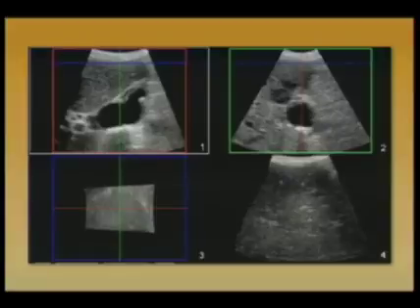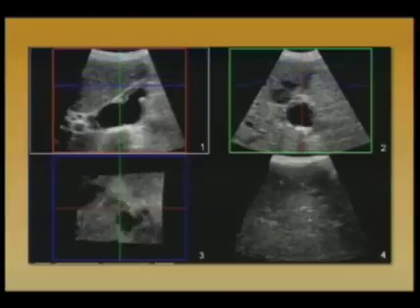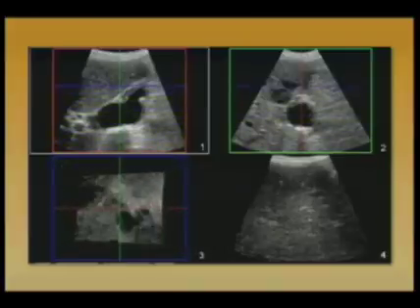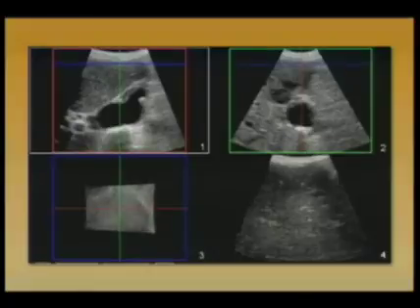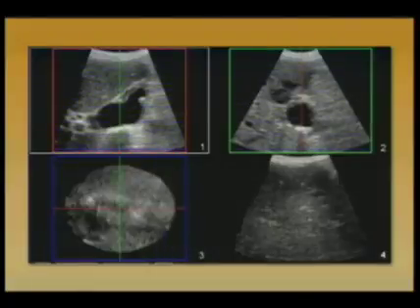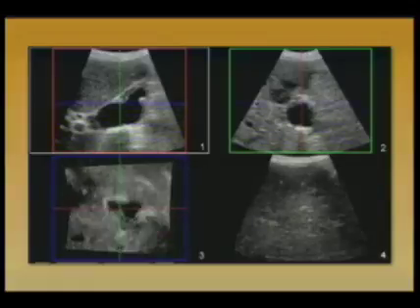Another multiplanar reconstruction of a gallbladder, in this case, a case of gallbladder cancer with local invasion of the liver. And as I make this live, you can see as I pan through the gallbladder in the reconstructed plane, you can see the gallbladder lumen and a hypoechoic area in the contiguous liver that represents spread of the gallbladder cancer.